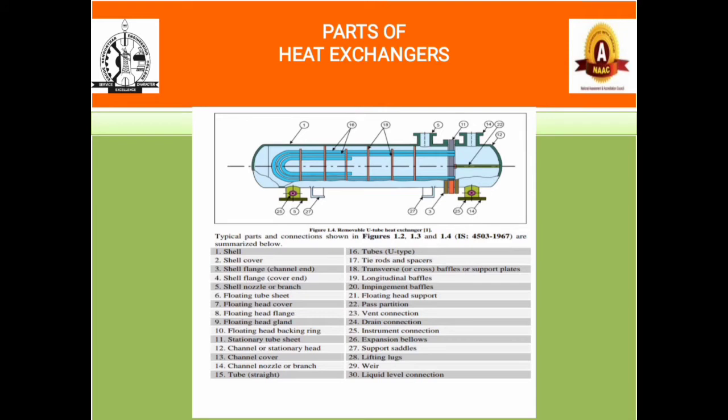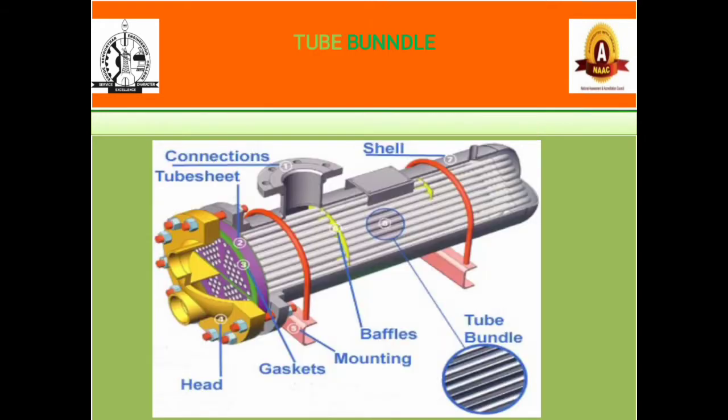Then parts of heat exchangers. A heat exchanger consists of a shell and a tube bundle, the nozzles for entering and leaving the fluid, then tube sheet, baffles, tie rods. So this is the example for tube bundle. A tube bundle consists of a large number of tubes welded on a plate, that is called a tube sheet. It also consists of baffles and a head.